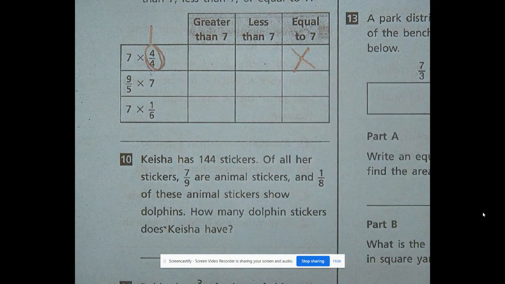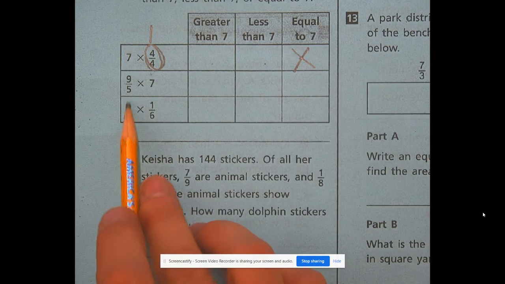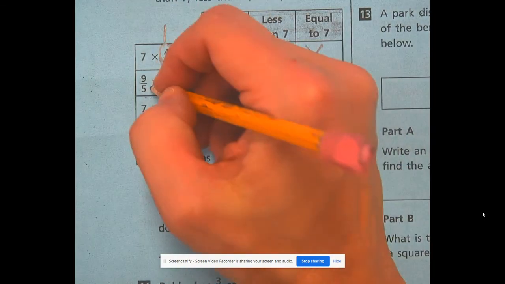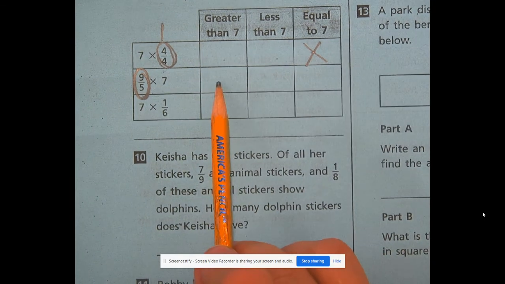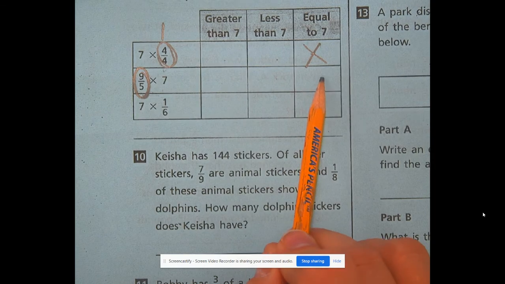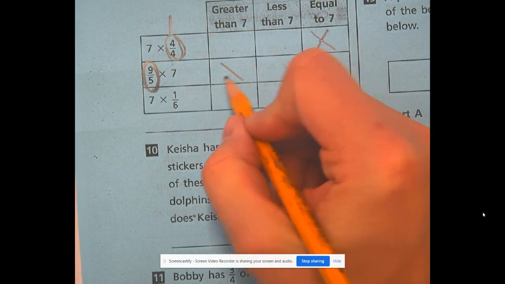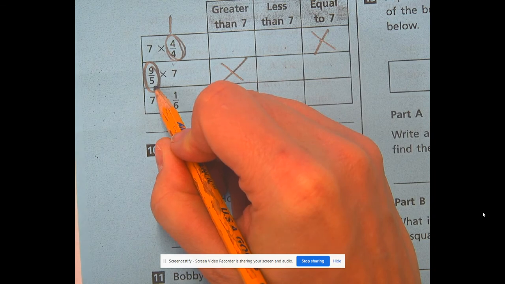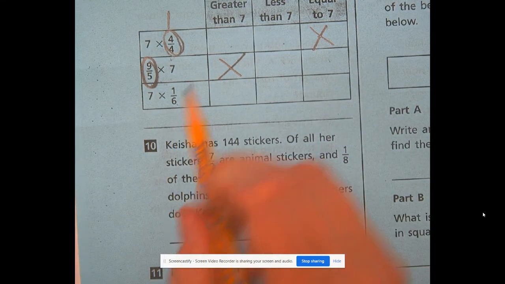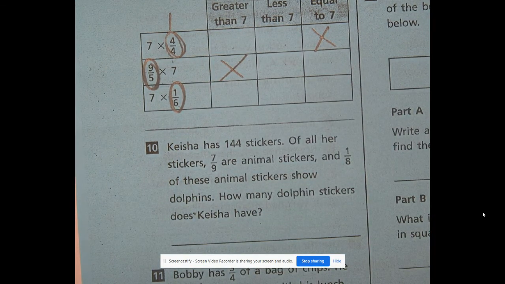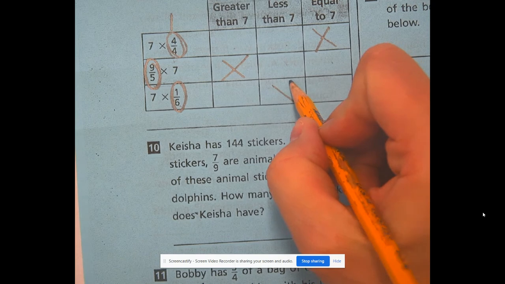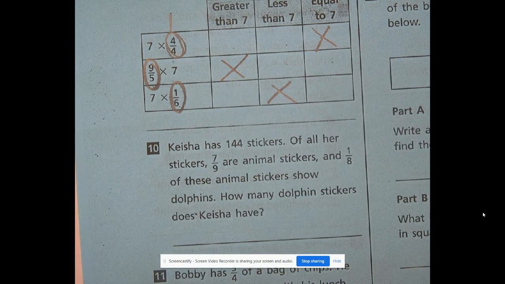So is this going to be greater than 7, less than 7, or equal to 7? Equal to 7. Okay, 9/5 times 7. Talk to me about what 9/5 is. So an improper fraction is what? Greater than 1. So is my answer going to be greater than 7, less than 7, or equal to 7? Greater than 7, because it's greater than 1. And the last one, tell me about 1/6. It's less than 1. So my answer is going to be less than 7. Yes.